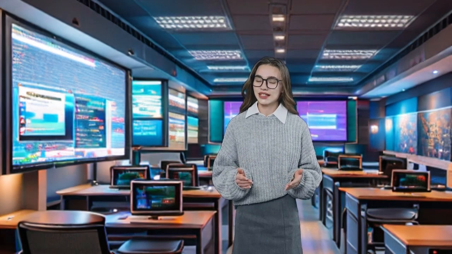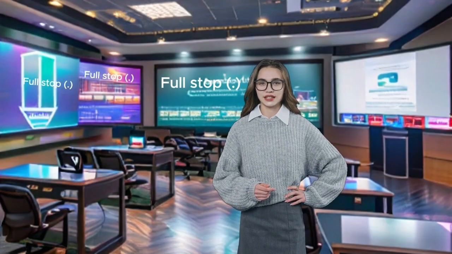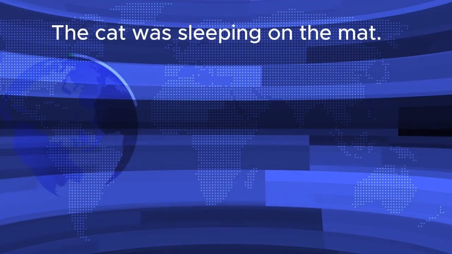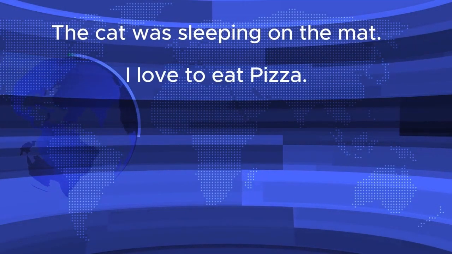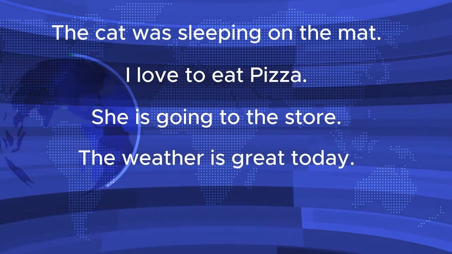As we will discuss, there are many rules in the English language, some of which have exceptions. However, there is no exception to the rule that every sentence ends with a full stop. Here are some examples of short sentences ending with a full stop. The cat was sleeping on the mat. I love to eat pizza. She is going to the store. The weather is great today.